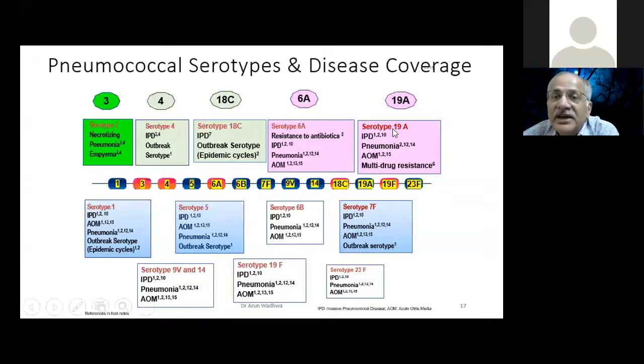The 6A is notorious for its resistance to antibiotics. It also causes IPD, pneumonia, OM, but with 6A, you think of resistance to antibiotics. And when you think of 19A, it also causes IPD, pneumonia, OM, but it is also one which has multi-drug resistance. So 6A, 19A are more for drug resistance, and 4 and 18C are more for epidemics and epidemic cycles. The rest are common in all 3 PCVs.